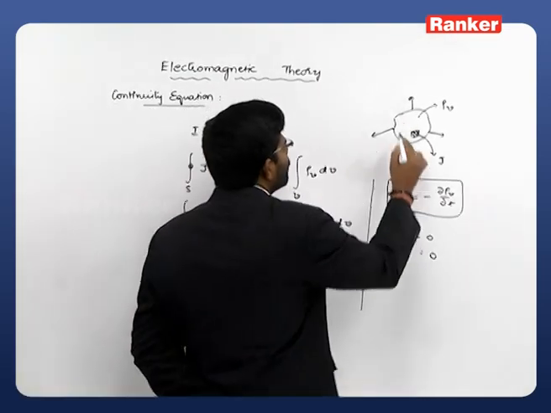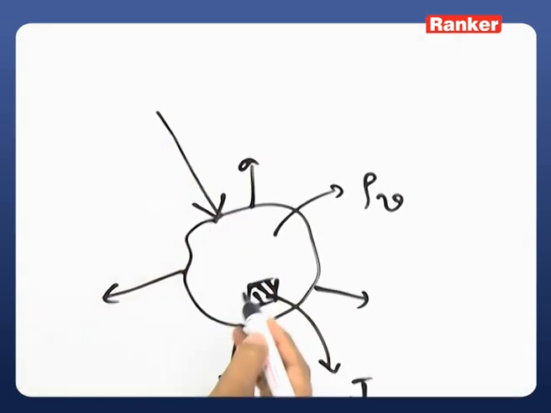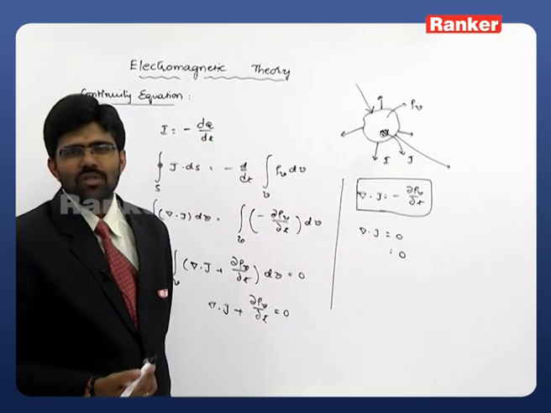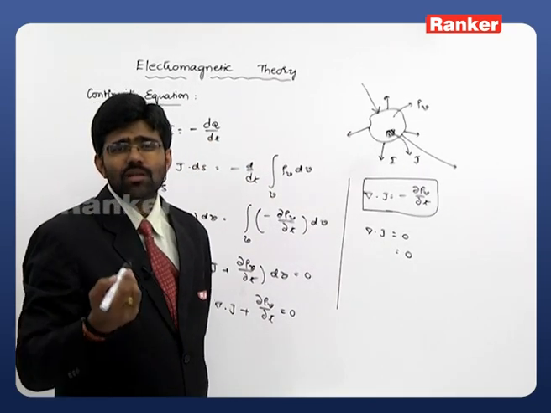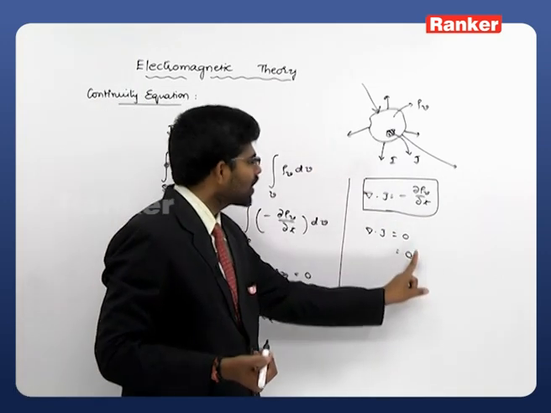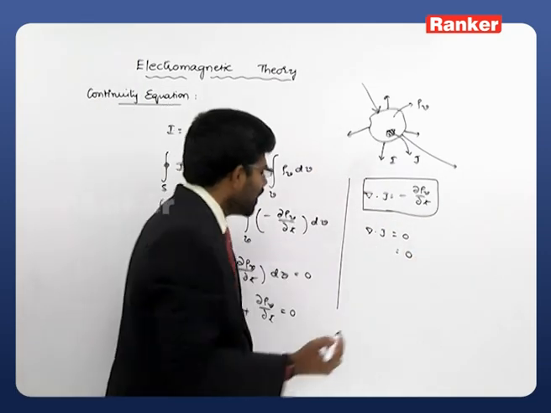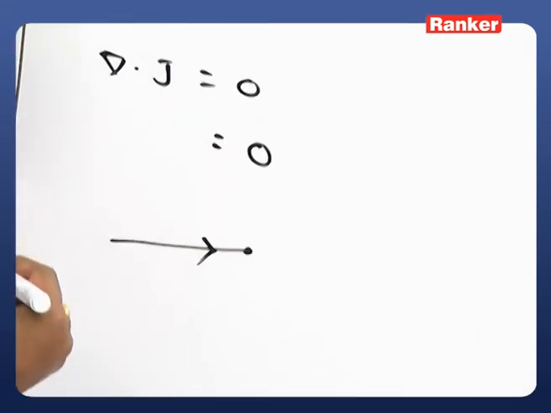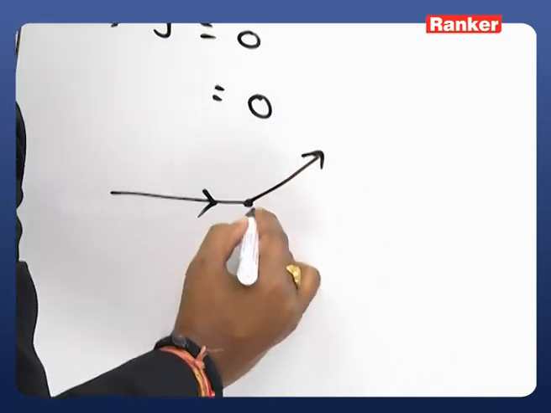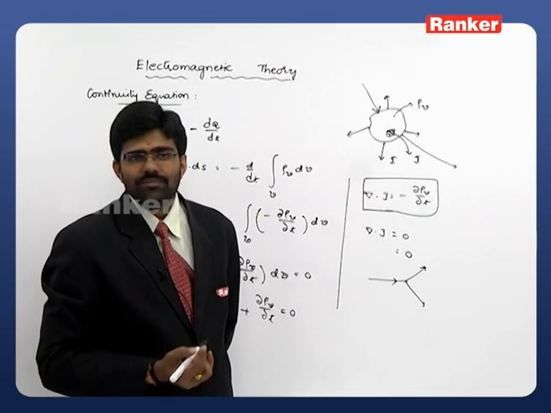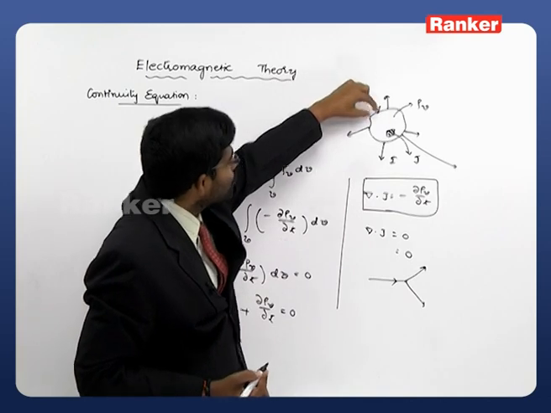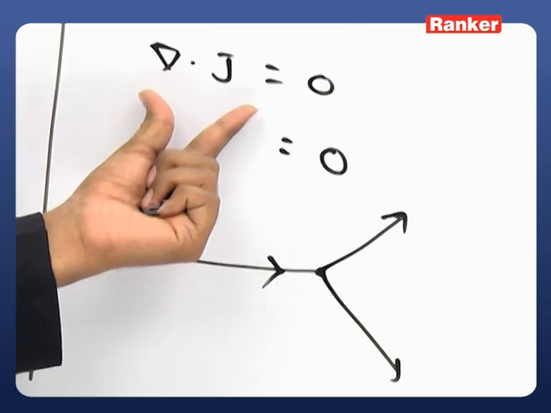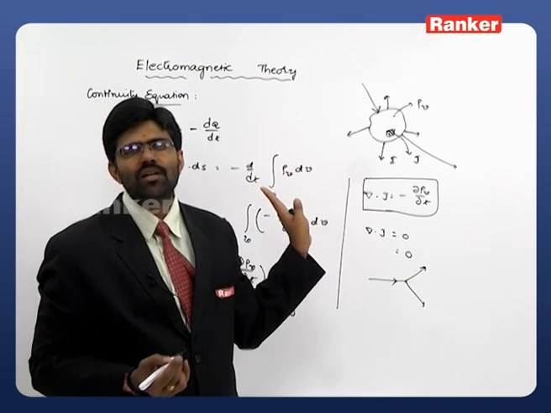So whenever we have some volume, how much current is coming into the volume must be equal to the current going out from the volume. If you recollect the concept we learnt in circuit theory, this is the same as our KCL. In KCL we have a node, and the total input current to that particular node must be equal to the total leaving current. If it is a steady current, then del dot J is equal to 0. This is the simplified continuity equation.